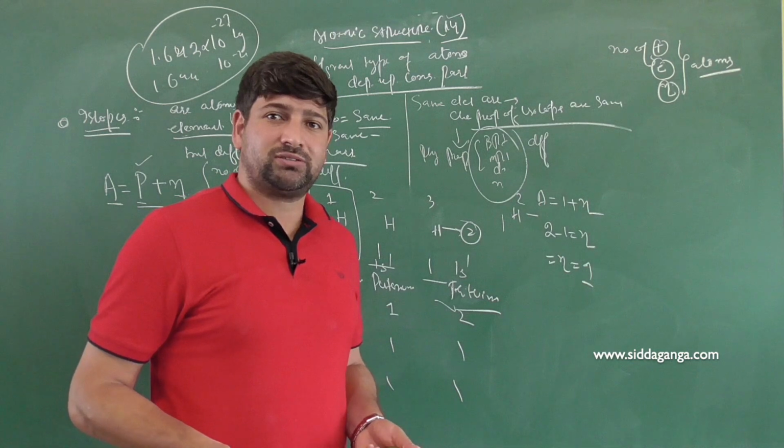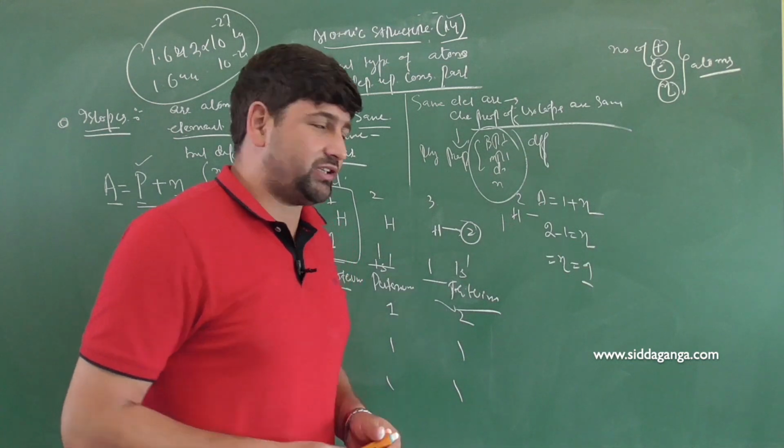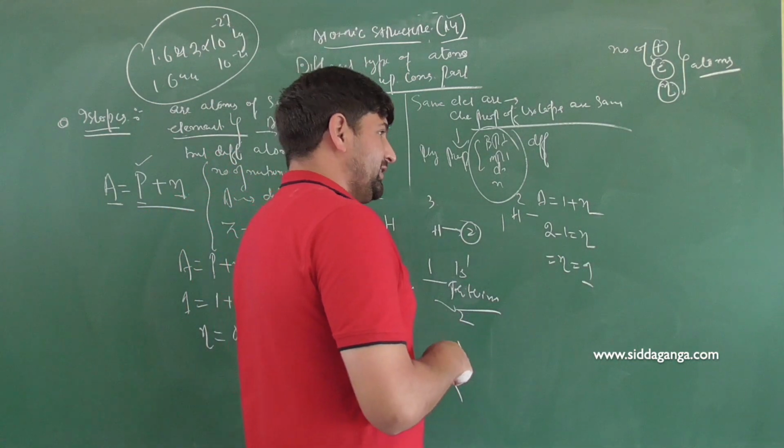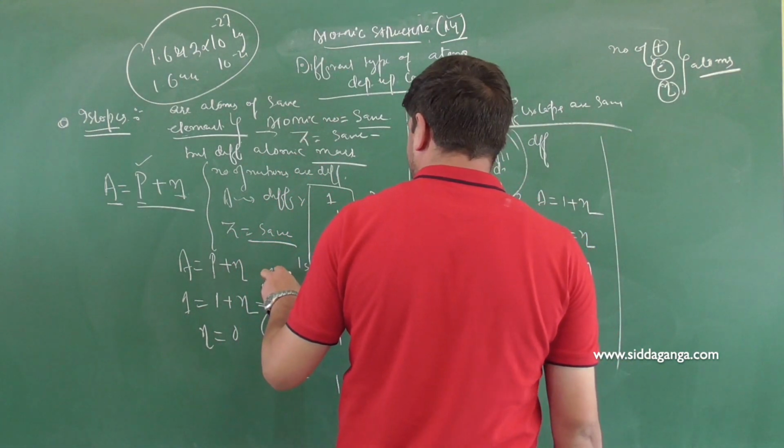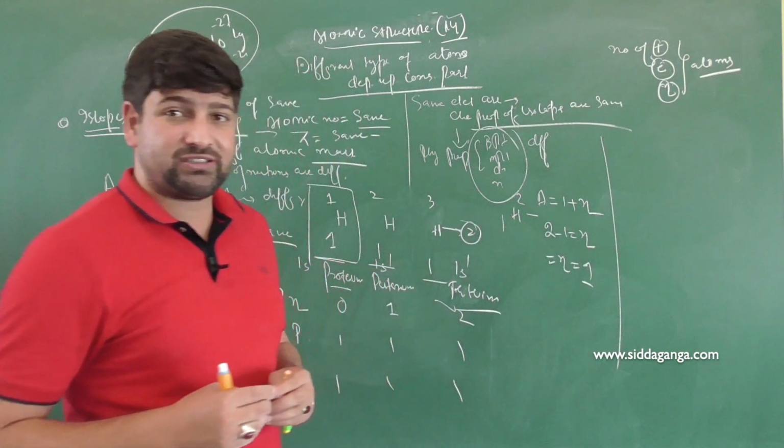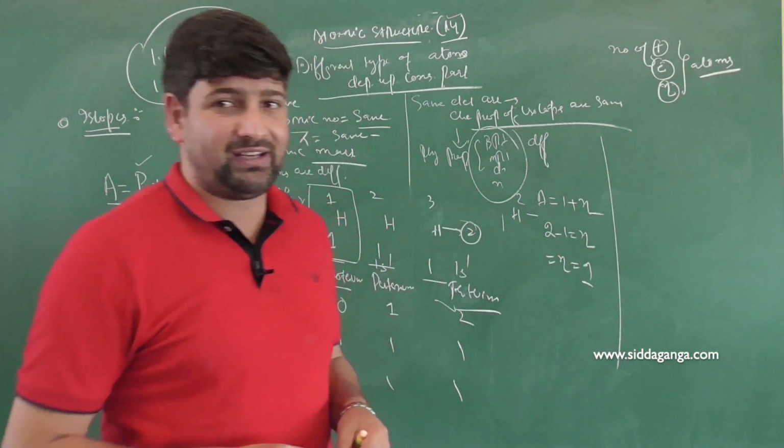Obviously, atomic numbers, that is the number of protons in their nucleus. So what varies? The number of neutrons, and due to the change in the number of neutrons, their mass number is different, and due to their mass being different, their physical properties will vary as well.